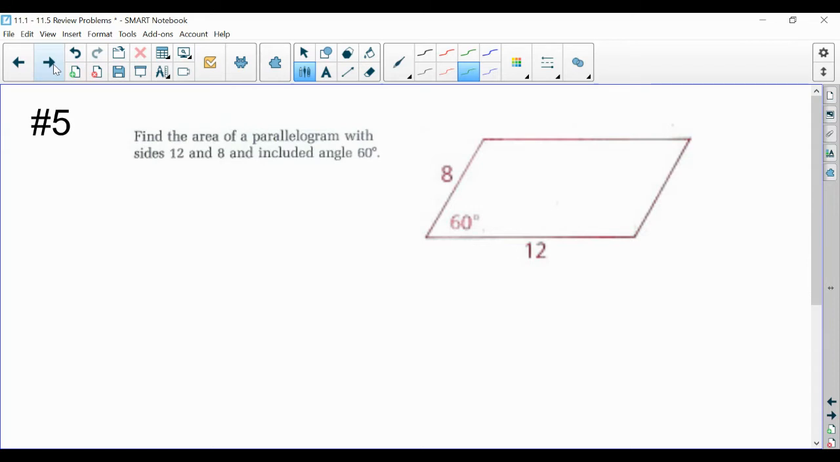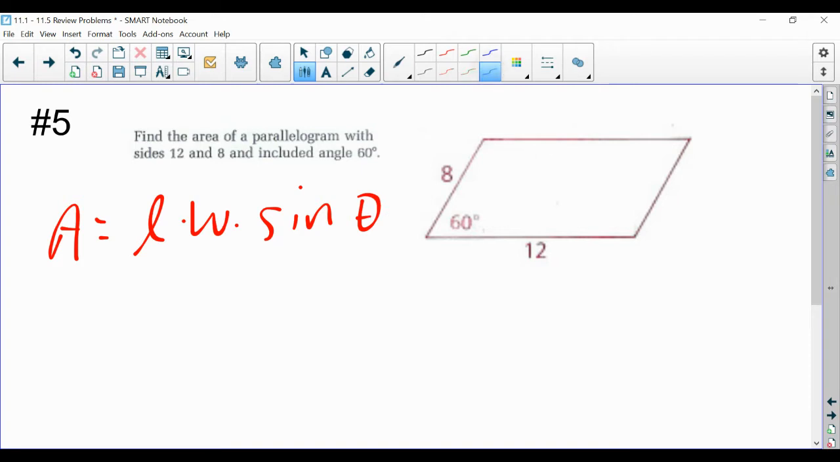In number 5, we were given a parallelogram whose length is 12 and whose width is 8, and the included angle is 60 degrees. Now, we actually have a formula that says that the area is equal to the length times the width times the sine of the angle between them. And that'll work here. However, if you use a calculator for the sine of 60, you get a decimal of 0.8660.